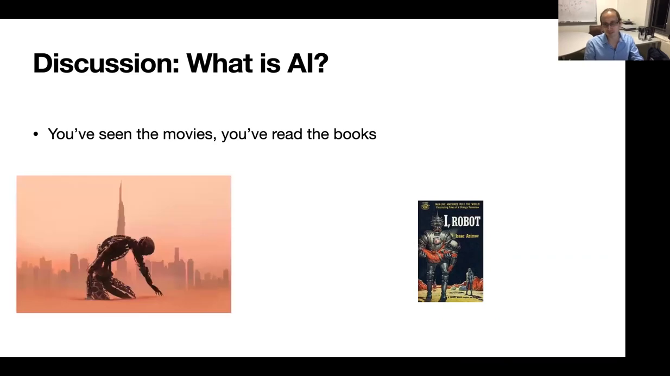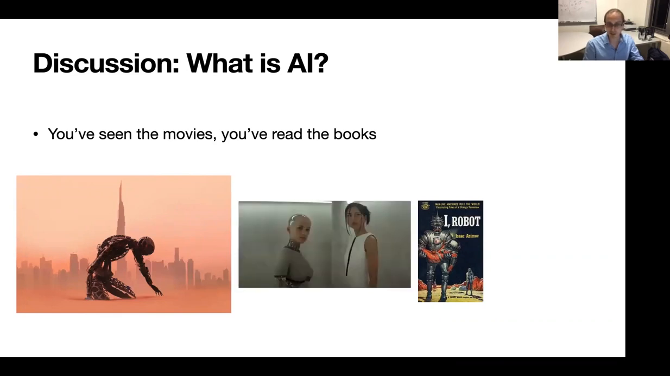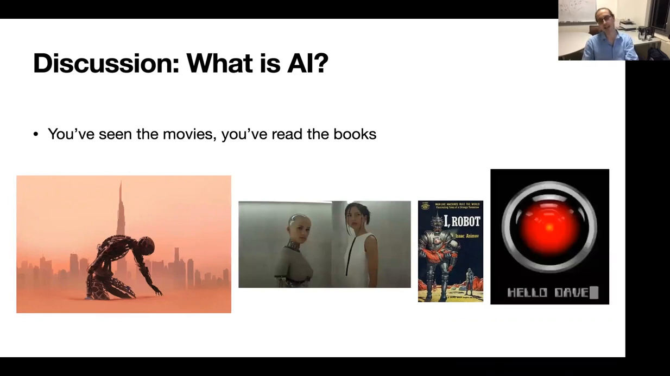There's also Westworld, a super popular series about artificial intelligence and robots. Ex Machina, again a really popular AI movie. And also 2001: A Space Odyssey, which had that computer called HAL. AI has been a lot in the movies and in the popular space.